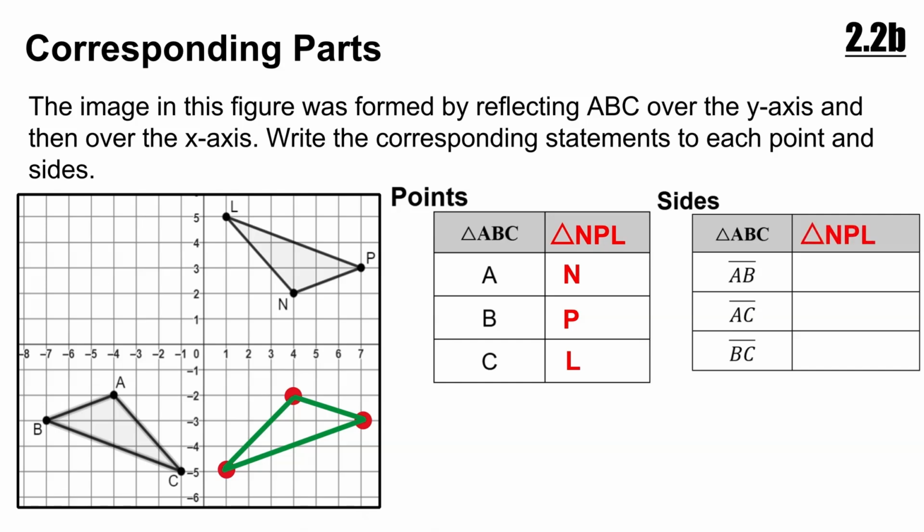As for the side relationships, side AB corresponds to side NP. Side AC corresponds to side NL. Side BC corresponds to side PL.